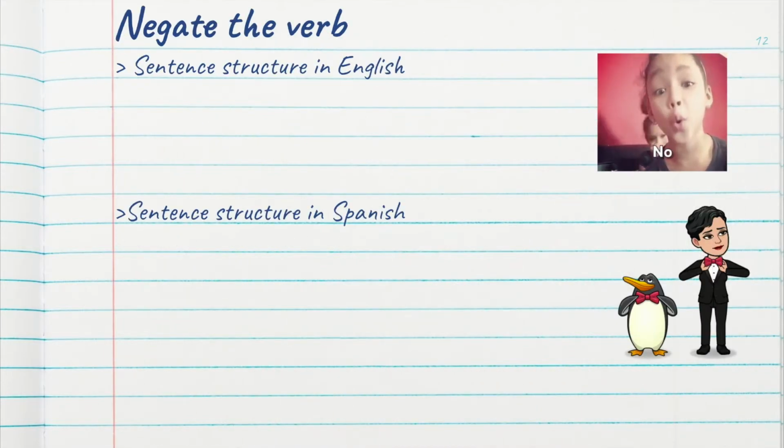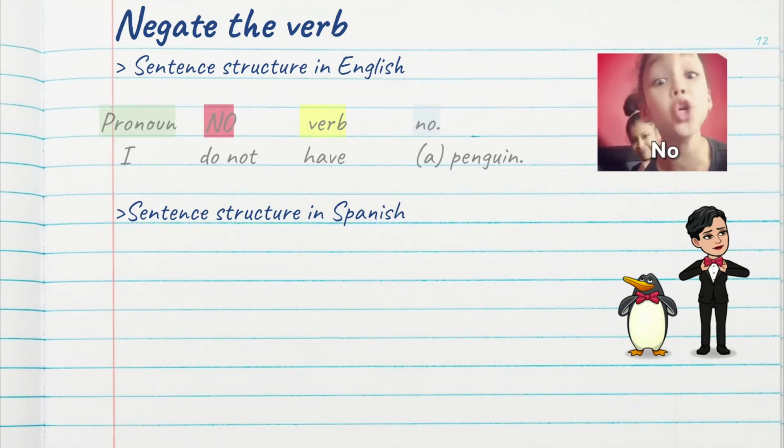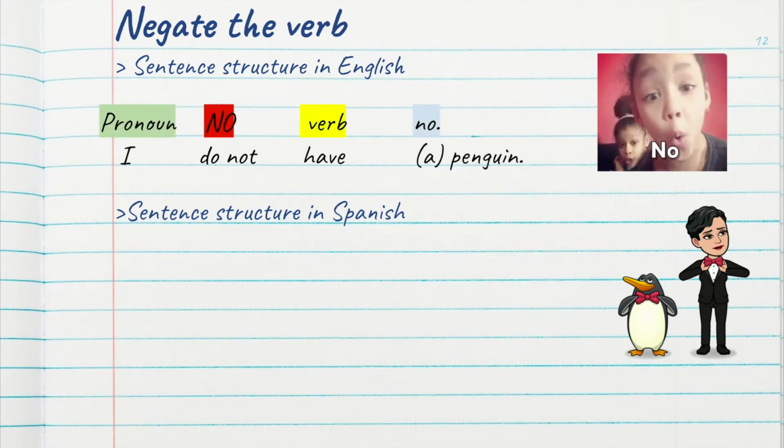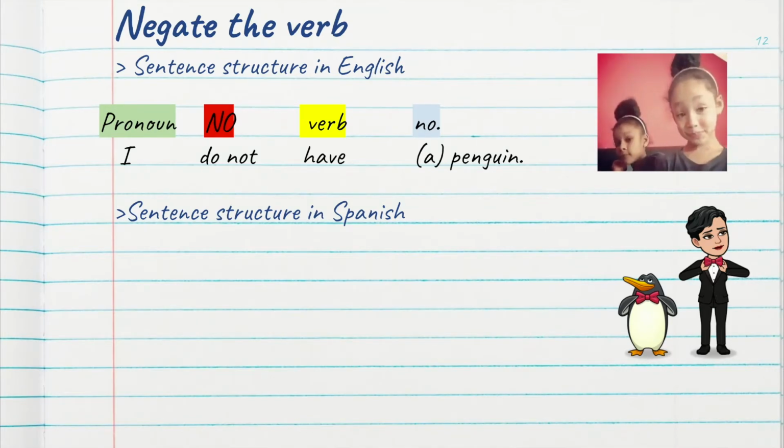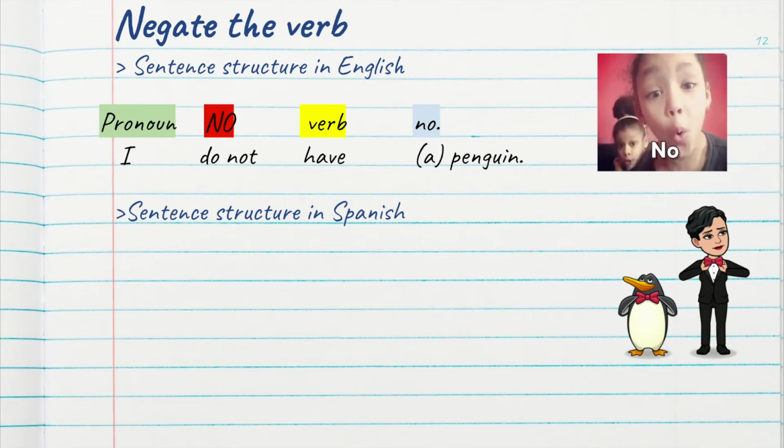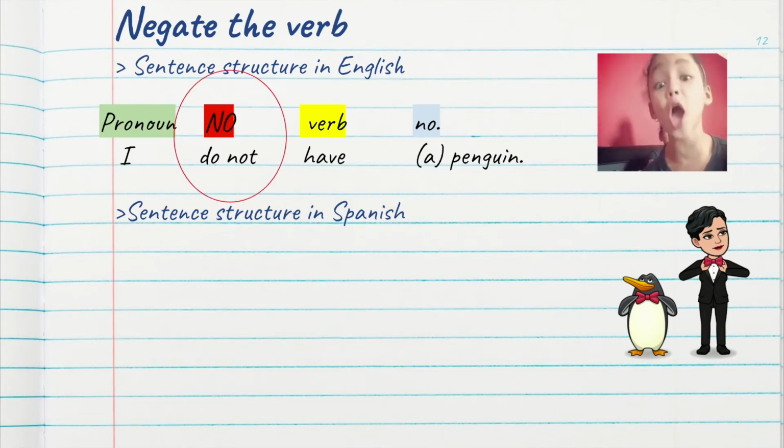Okay, cool. You liked my dog. That was great. Now, how would you say I don't like your dog? Well, you add the no to it. Oh, sorry. We're using the verb tener here. The way that the sentence structure works in Spanish is you're actually adding the no to negate the verb. And it goes in between the pronoun and the verb. So in English, you say, I do not have a penguin. The no is between the pronoun and the verb. In Spanish, it's the same thing.